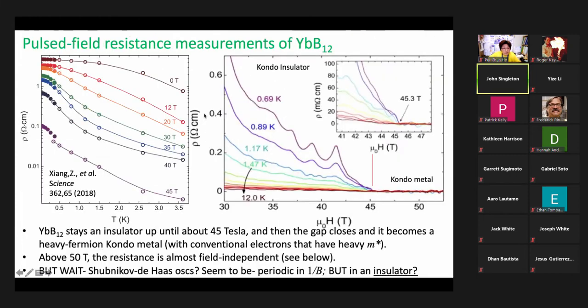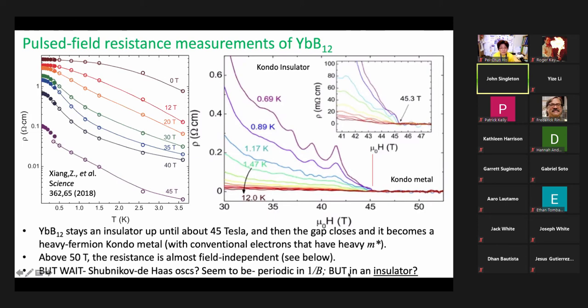So now here we have the resistivity plotted as a function of magnetic field. You can see it's big here, then suddenly it goes crash, and there's very little resistance left. This is an enlargement of here. So the resistance is almost field independent above here, and it's very, very small. So it looks like a metal, and this is actually what's called a Kondo metal. But here's the interesting thing. There are oscillations in the resistance that are showing up while it's still in the insulating phase. And they seem to be periodic in 1/B, in one over magnetic field. That makes them really leading suspects to be quantum oscillations, but in an insulator.